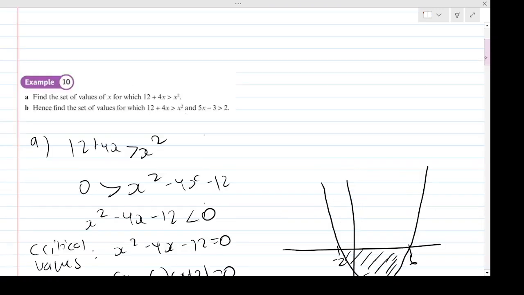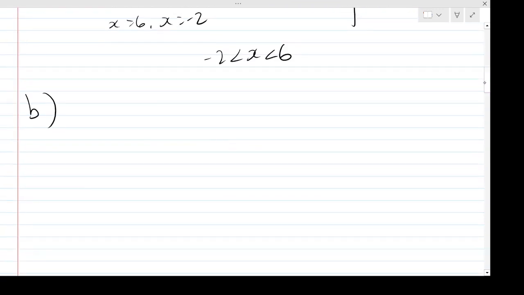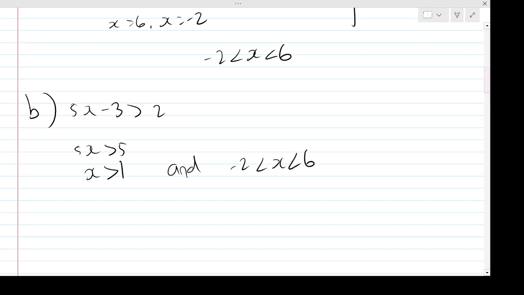For part B, I need to solve that inequality and this inequality here: 5x minus 3 is greater than 2. If I solve that, I get 5x is greater than 5, so x is greater than 1. Then it needs to be x greater than 1 and minus 2 less than x less than 6 from part A. If both inequalities are satisfied, clearly x has to be bigger than 1, so 1 is less than x less than 6. And that is my final answer there.